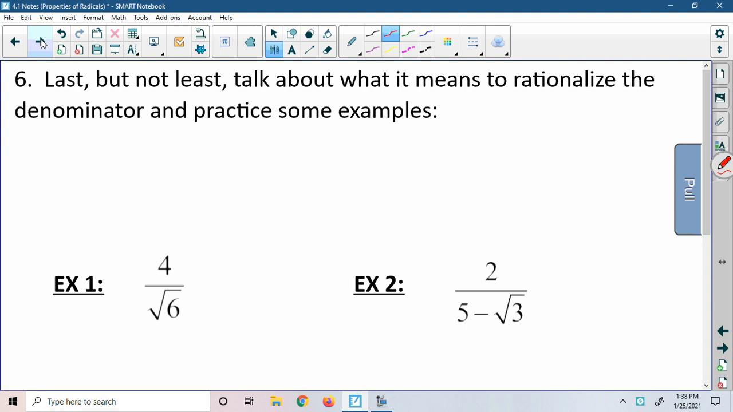So there's some examples of where we use some foiling to help us with these square roots. And then number 6 is all we have left on the notes. So let's talk about what it means to rationalize the denominator and practice some examples.